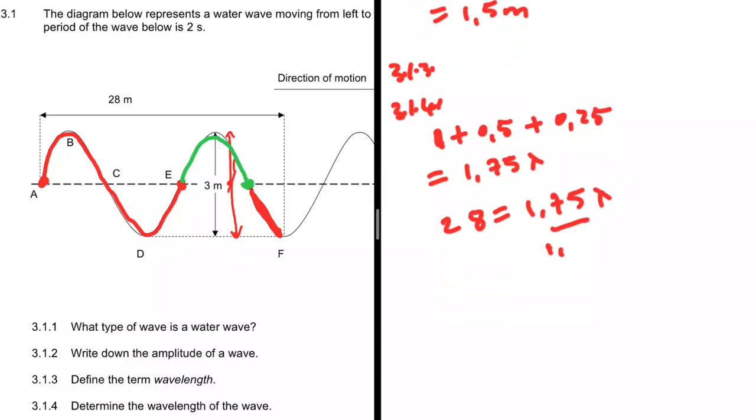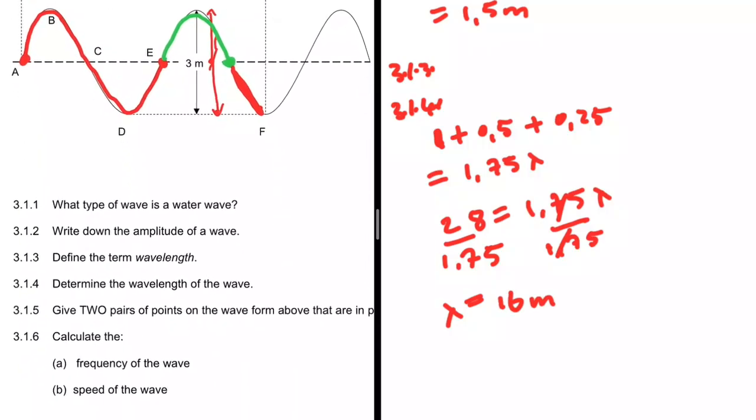Now we just need to divide both sides by 1.75. So let's go ahead and do that. 28 divided by 1.75, that is 16. So the wavelength is 16 meters. There we go.